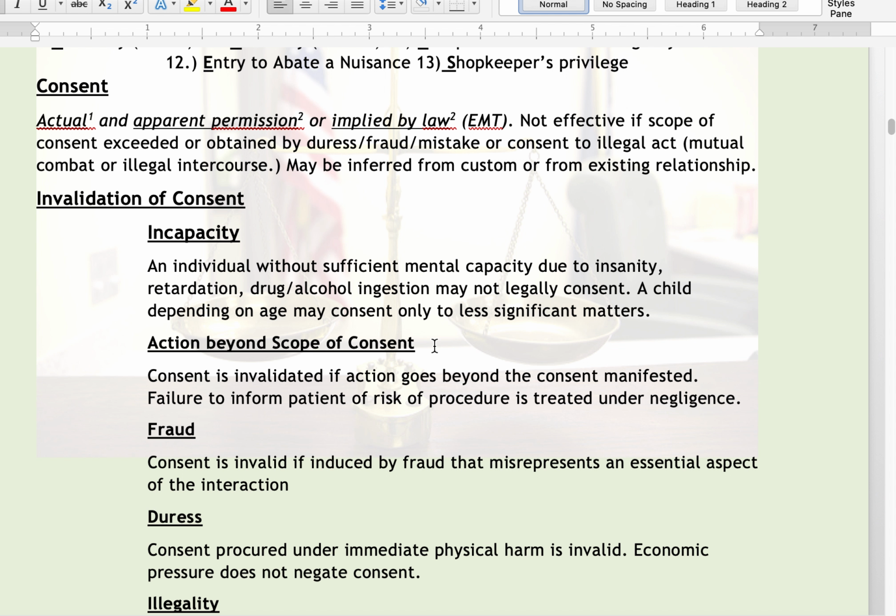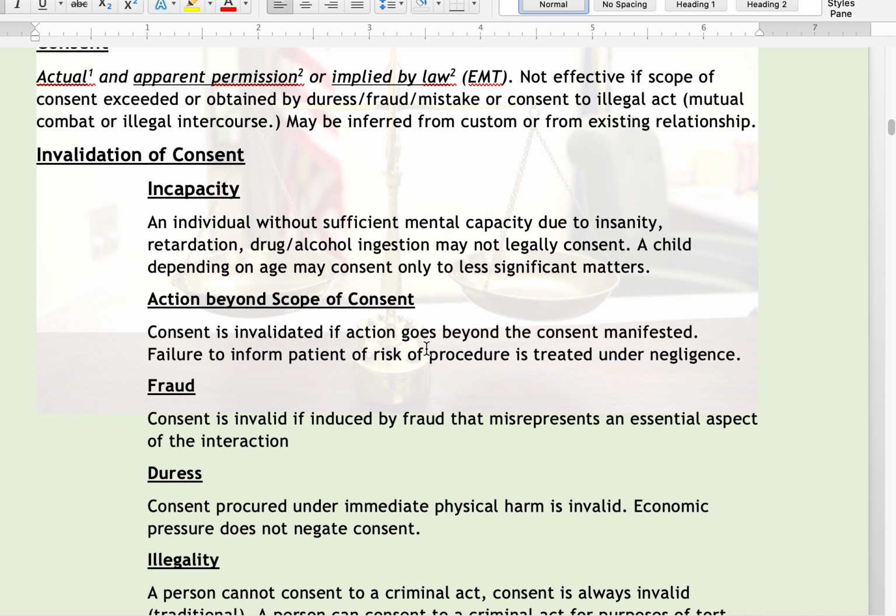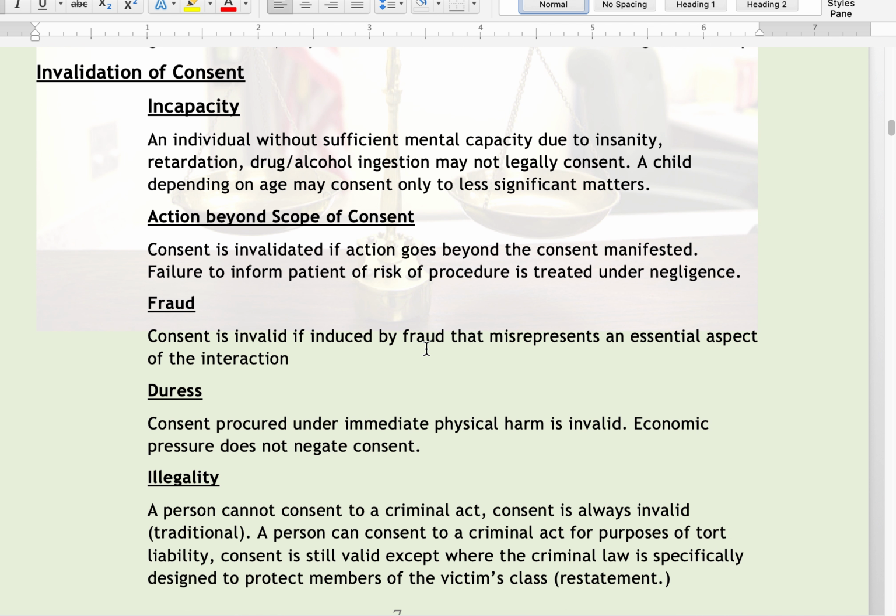Not effective if the scope of consent is exceeded, or if obtained by duress, fraud, mistake, or consent to an illegal act, mutual combat, or illegal intercourse. May be inferred from custom or from existing relationship. Invalidation of consent. Incapacity. An individual without sufficient mental capacity due to insanity, retardation, drug or alcohol ingestion may not legally consent. A child, depending on age, may consent only to less significant matters.